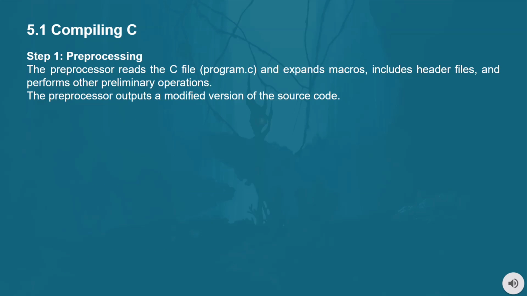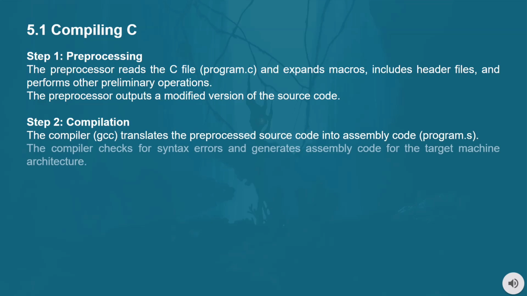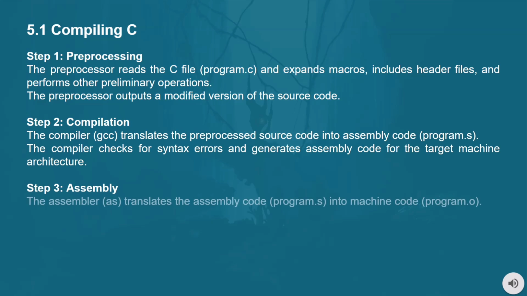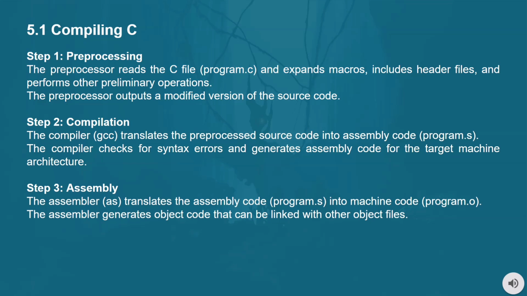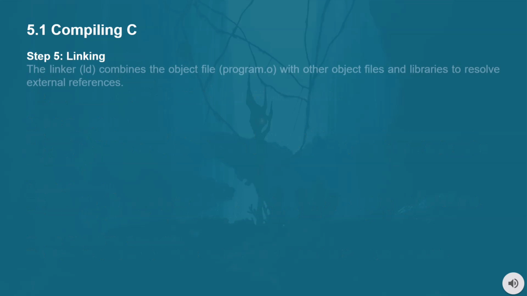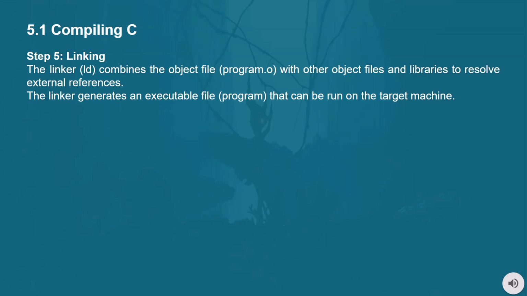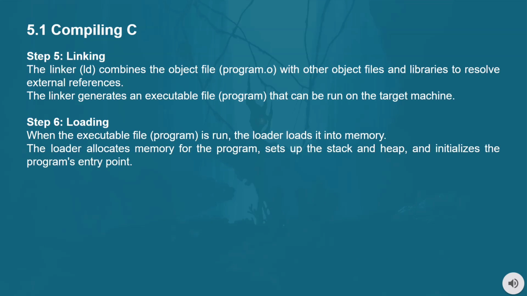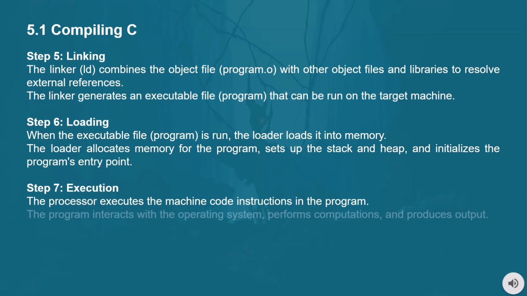The C programming language compilation process involves four stages: pre-processing, compilation, assembly, and object file generation, transforming the source code into an object file containing machine code and data. The final stages involve linking object files and libraries, loading the executable into memory, and executing the machine code instructions to perform computations and produce output.